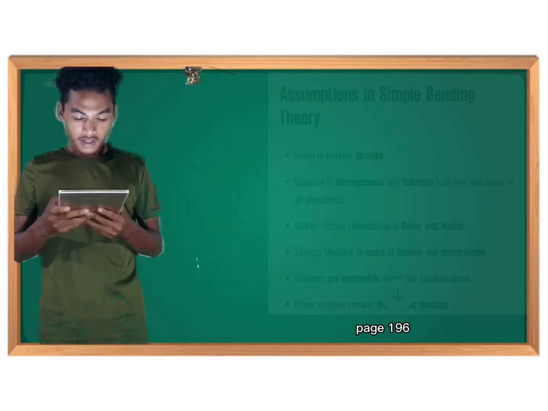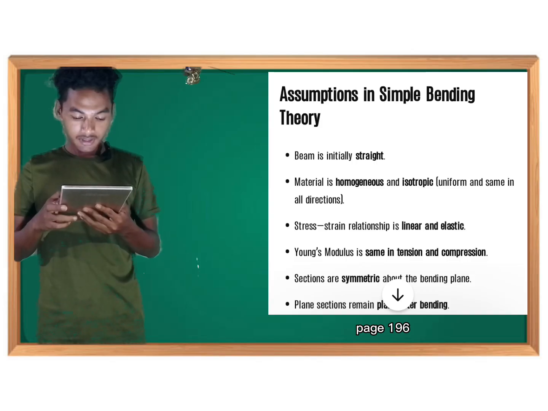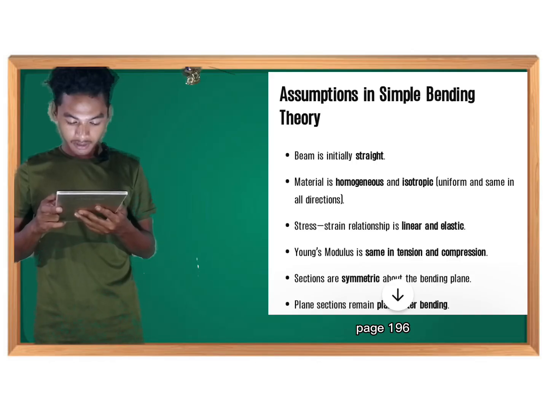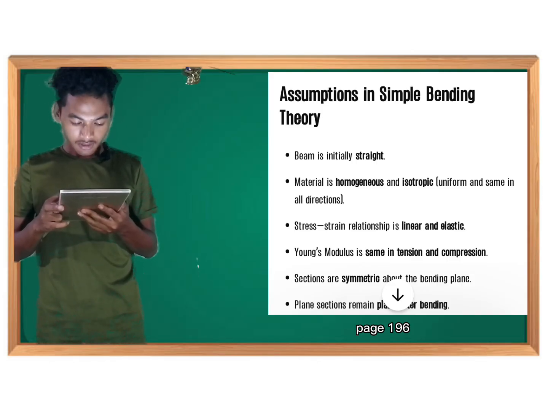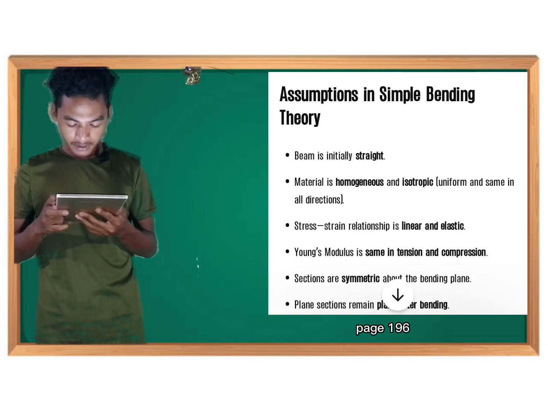So, the assumptions in simple bending theory: the beam is initially straight. The material is homogeneous and isotropic, uniform and the same in all directions. The stress-strain relationship is linear and elastic. Young's modulus is the same in tension and compression. Sections are symmetric about the bending plane. Plane sections remain plane after bending.